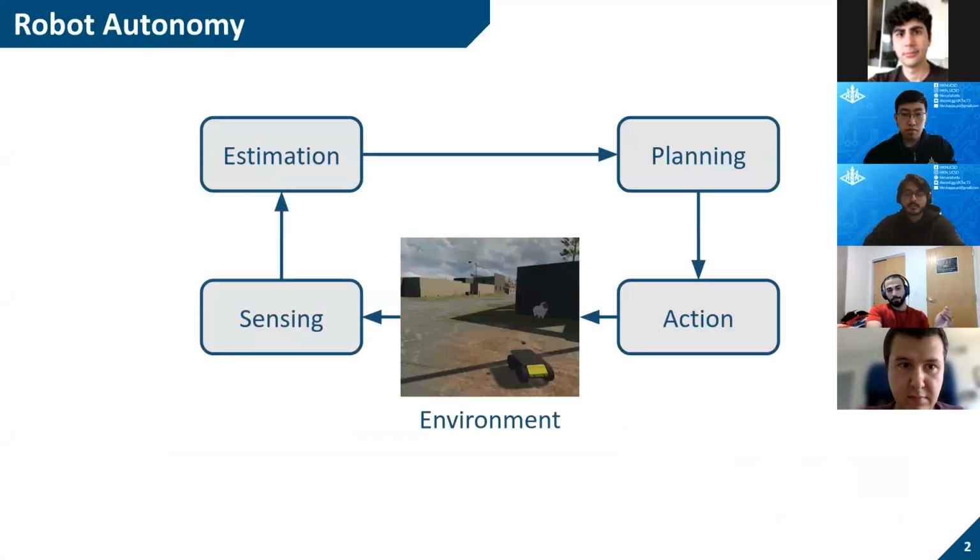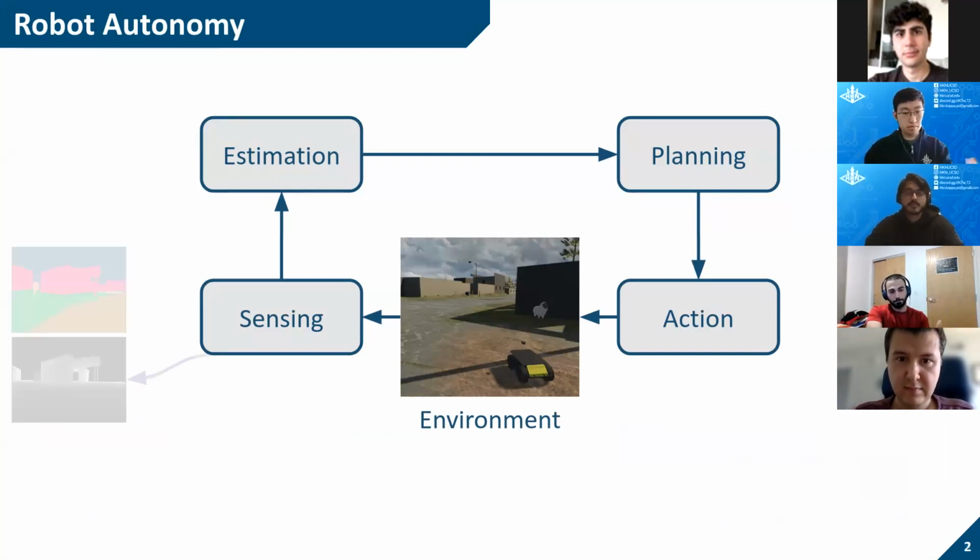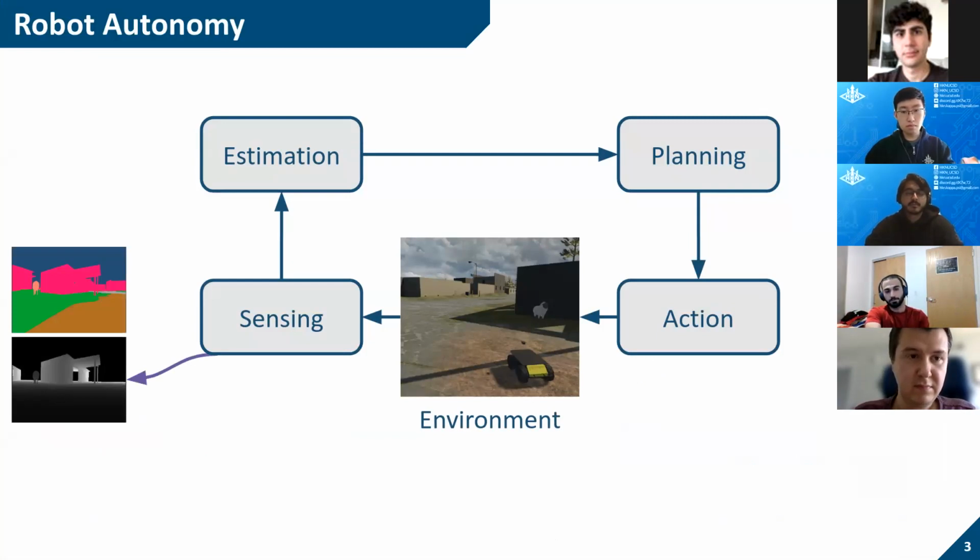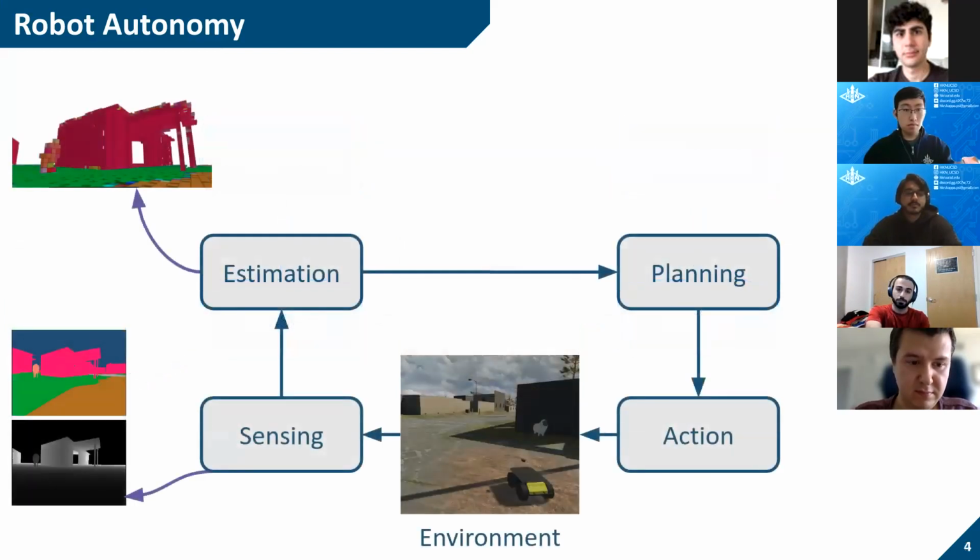First of all, I want to go briefly over robot autonomy. When it comes to robots, every task can essentially be broken down into four components. First, sensing, where we use a bunch of sensors, let's say depth sensors or RGB sensors, radar, LiDAR, to sense and gather data from the environment. Then, based on the environment measurements, we build or estimate a model of the environment.